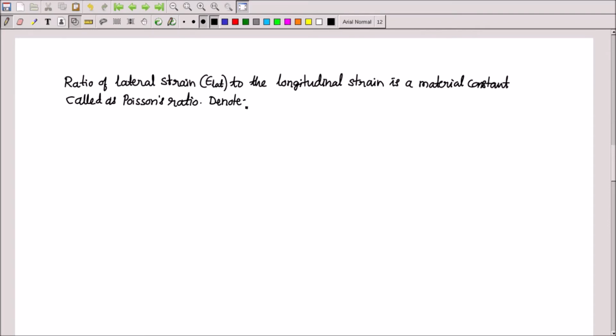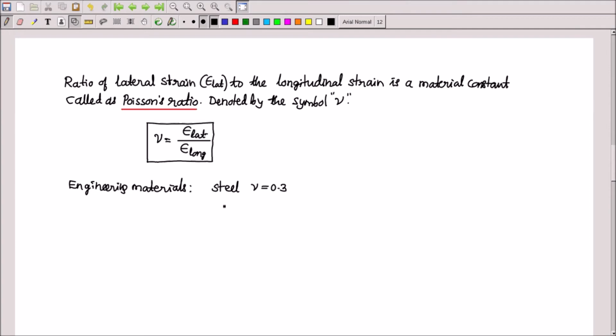This is again a very important definition. Poisson's ratio is defined as the ratio of lateral strain to longitudinal strain. So Poisson's ratio is denoted by the letter nu. Steel has a Poisson's ratio of around 0.3. It varies depending on the composition. Aluminium will have a slightly different value of Poisson's ratio. It will be 0.25 to 0.27.